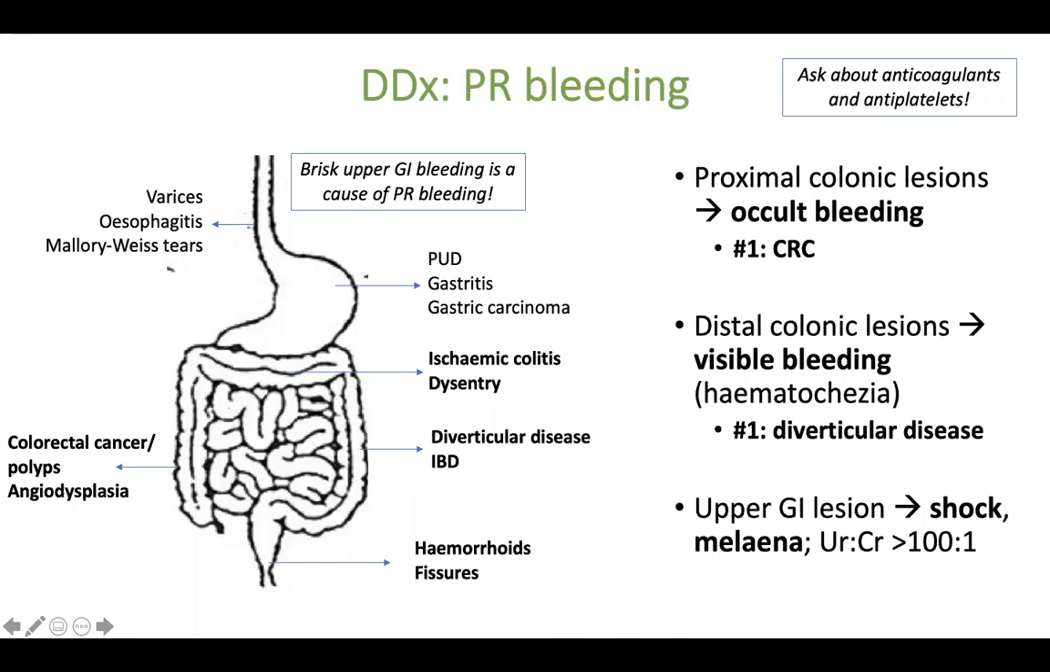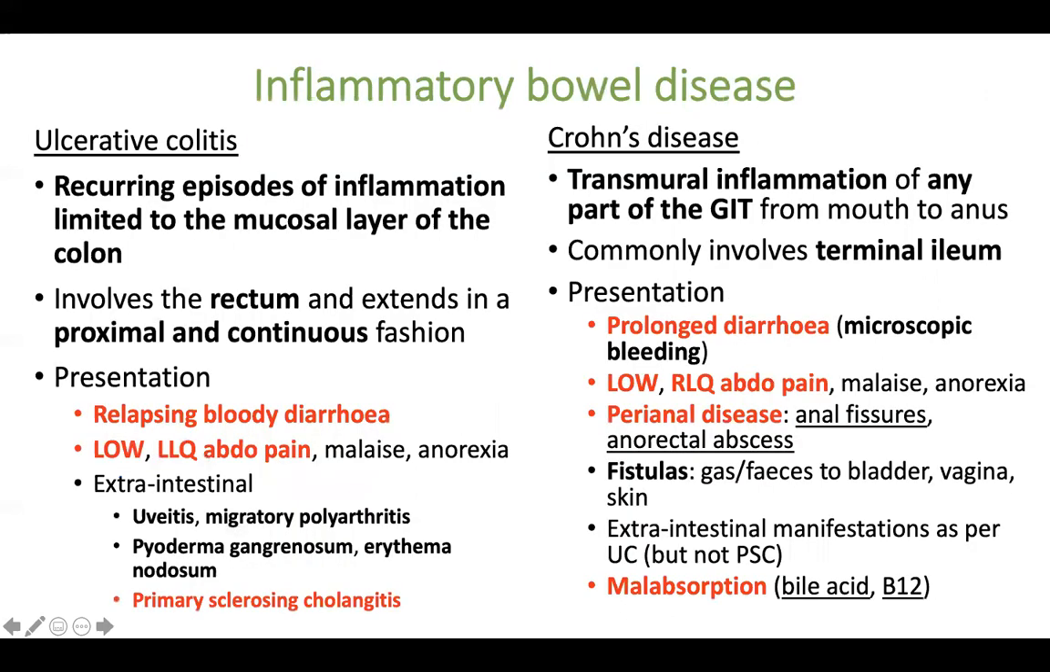And on the right, this is some important stuff to know for your MCQs. So if you get occult bleeding, so typically they pick it up maybe with IDA, so iron deficiency anemia, or they pick it up on an FOBT. The number one cause is actually colorectal cancer. If you get visible bleeding, the number one cause is diverticular disease. And if you're shocked and you get melena, it's probably upper GI. But just remember, in the question they like to ask what's the most likely thing? And there's a few things that it could be, but just choose the most common one if you can't further narrow it down.